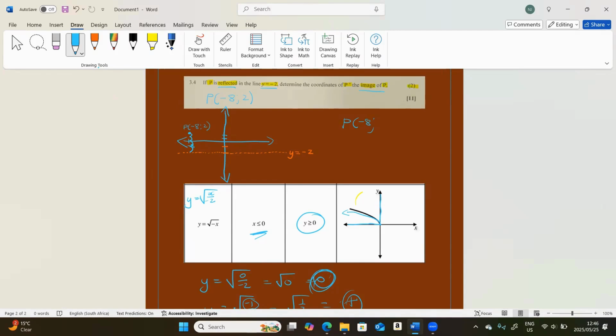So from your reflection line to point P, it is 4 places that you have to move up, or from point P to your reflection line 4 down. So it doesn't actually matter. It just means that if it's 4 places to point P, it should be 4 places, 1, 2, 3, 4, to your image of P. Okay, and we already said that the x value would remain -8. So we just need to know what the y value is going to change to.